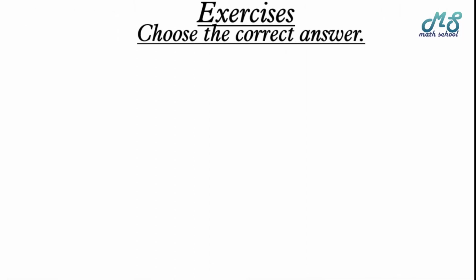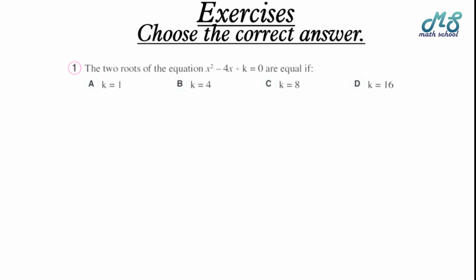Let's have an exercise guys. Choose the correct answer. The first, the two roots of the equation x squared minus 4x plus k equals 0 are equal if k equals 1, 4, 8, or 16. He said the two roots are equal. The same idea guys. So we can deduce that b squared minus 4ac equals 0. Substitute in the relation, we get guys 16 minus 4k equals 0.